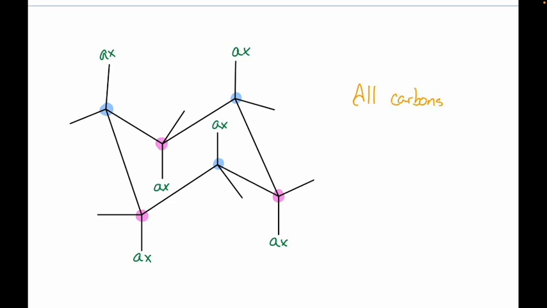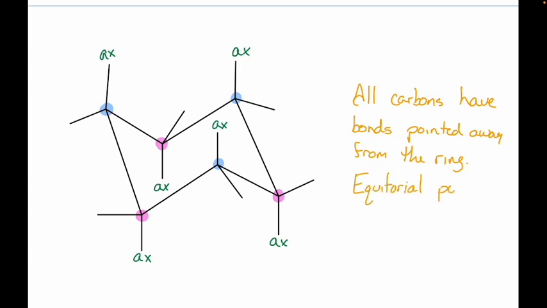So all carbons have bonds pointed away from the ring. We call these the equatorial positions. So every carbon has 2 bonds, one of which is pointed straight up or down. That's what we call the axial positions. And the other bonds are pointed away from the ring. That is what we call the equatorial positions.